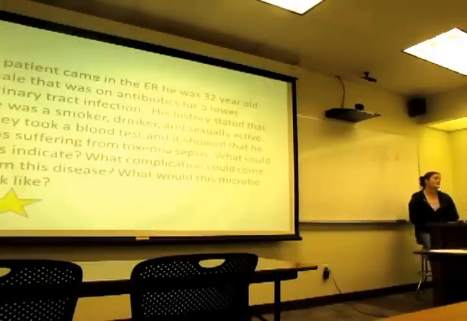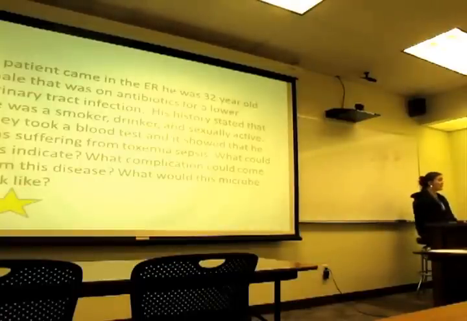A patient came into the ER. He was 32 years old, male. He was on antibiotics for a lower urinary tract infection. His history stated that he was a smoker, a drinker, and sexually active. They took a blood test, and it showed that he was suffering from toxemia sepsis. What could this indicate?